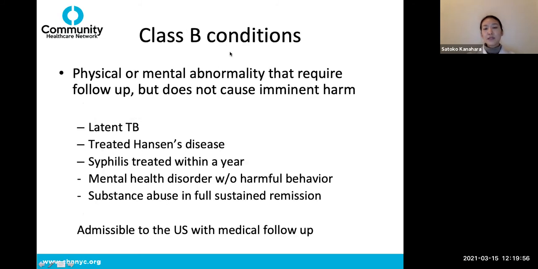And Class B conditions, so these are not as severe as Class A conditions, but do need follow-up. Basically, if you have latent TB, or infections like leprosy or Hansen's disease, syphilis, but they have been treated, if they have a mental health disorder but it's milder, or if they have substance abuse that's in remission, those are considered Class B conditions. So they are still allowed to come into the United States, but they may need follow-up and further medical care.